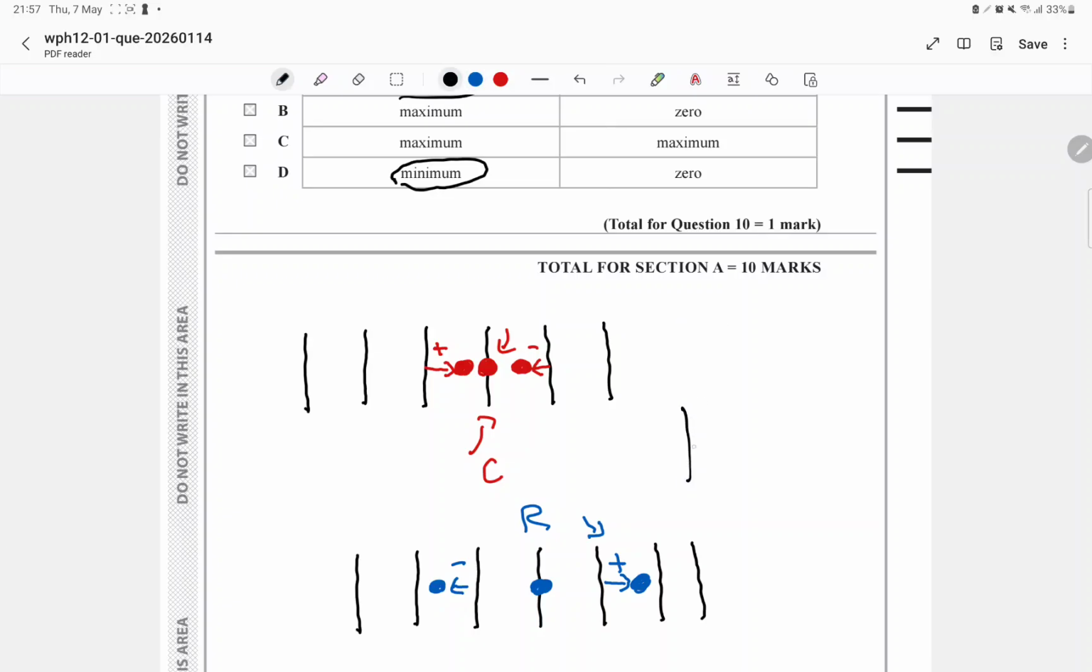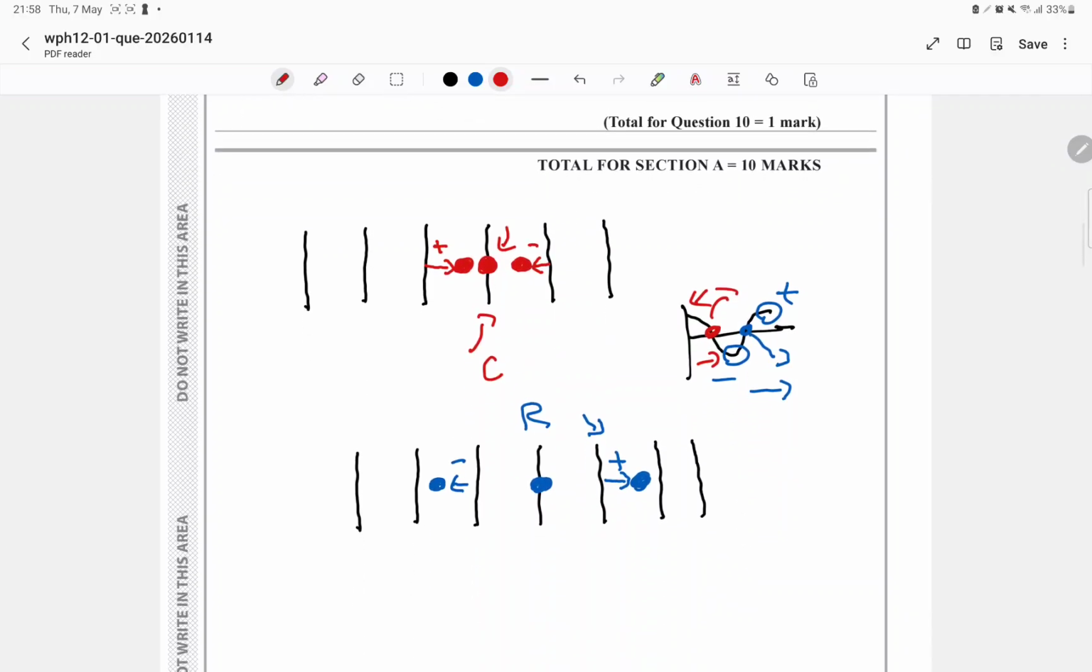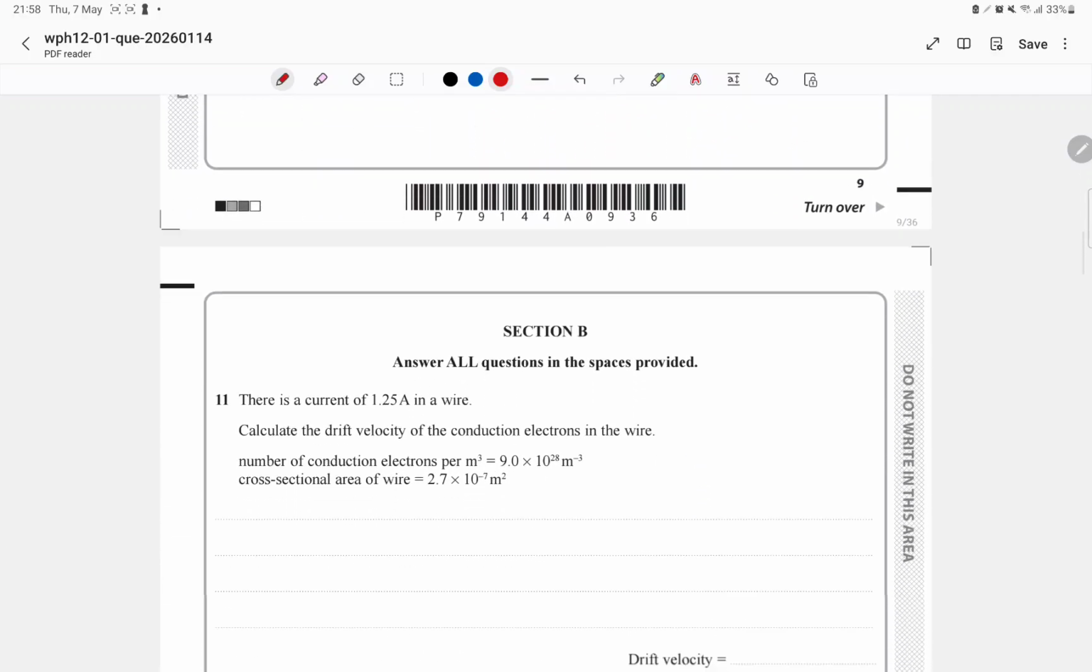If you were to draw this as a displacement distance graph, for example, this blue one will be a rarefaction, because to the right hand side of the rarefaction you could see there's positive displacement, and the left hand side of your rarefaction you have negative displacement, whereas this will be a compression because of the opposite. You see in the right hand side you have negative displacement, and the left hand side you have positive displacement. Hopefully I didn't confuse you. Alright, let's do question 11.